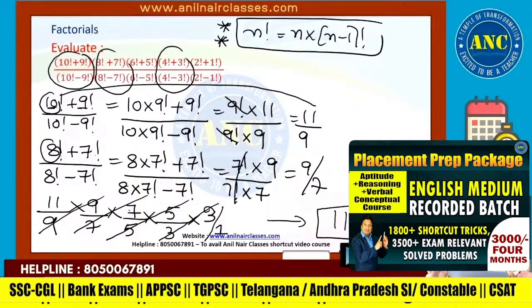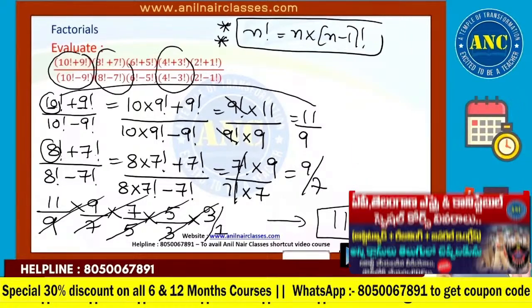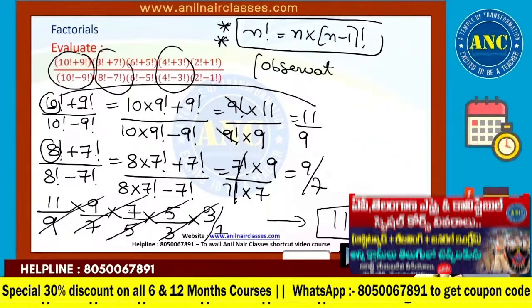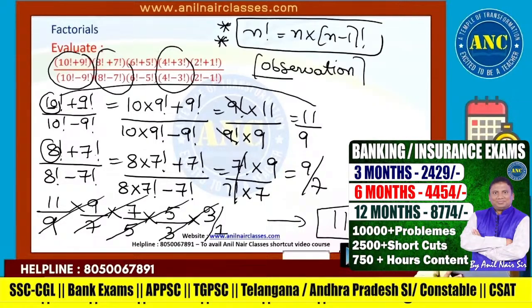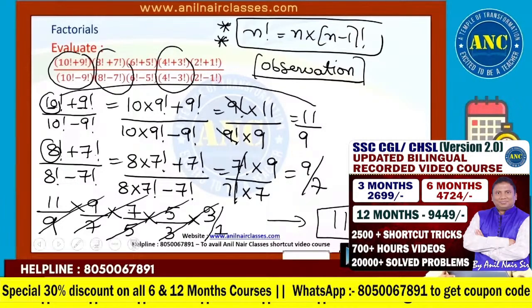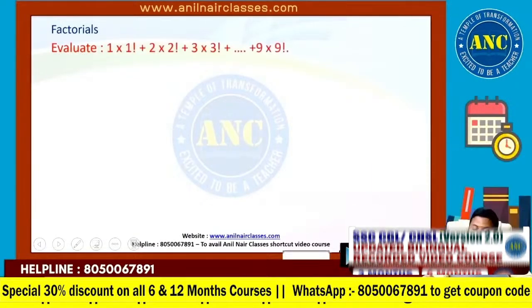Very simple idea, very simple calculation problem. If you observe the first two values, you will understand the pattern. Through sheer observation, you can do it. It decreases by 2, so keep on decreasing by 2. Idea clear? Next one. Very, very good question.